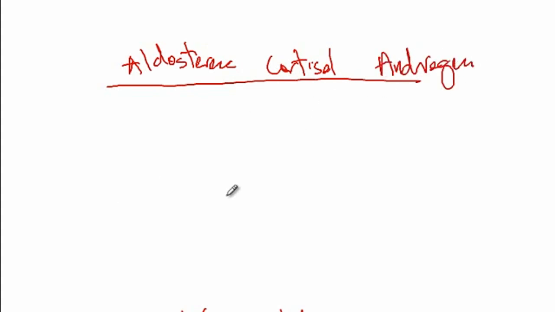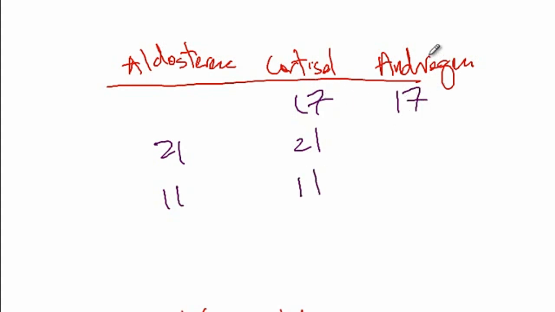And then what was the order of the enzymes? 17, 21, and 11. So if there is defect of 17 alpha hydroxylase, there would be low androgen, low cortisol, but high aldosterone. If there is 21 hydroxylase deficiency, then there would be low cortisol, low aldosterone, but high androgen. And then if there is 11 beta hydroxylase deficiency, there would be low aldosterone, low cortisol, and high androgen.